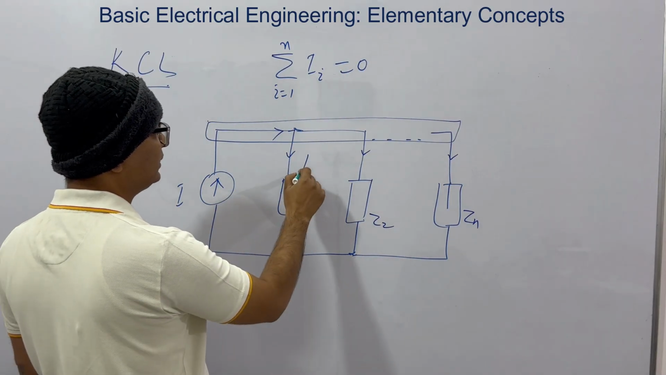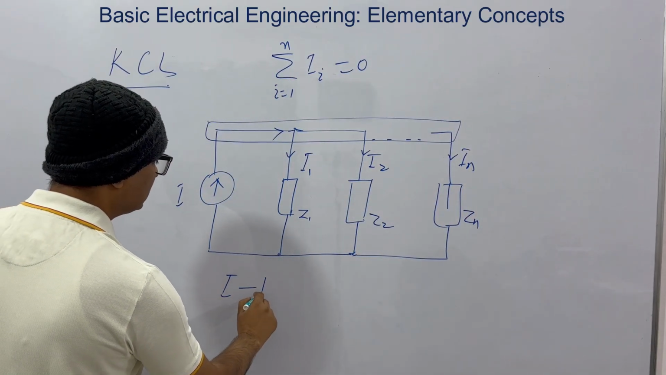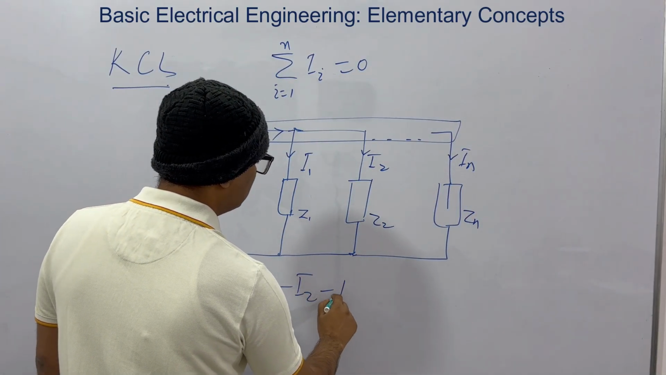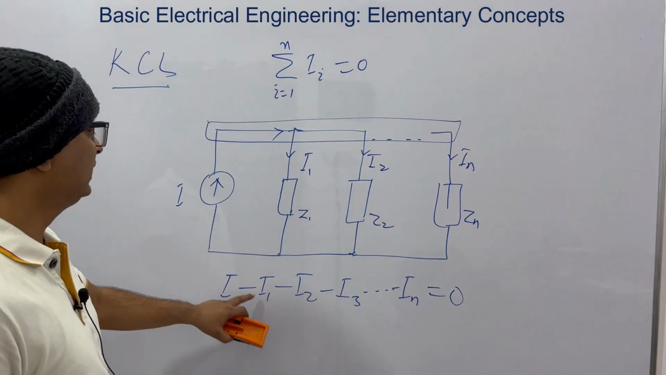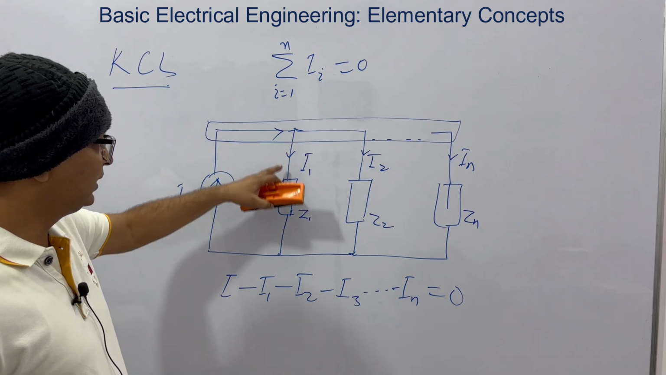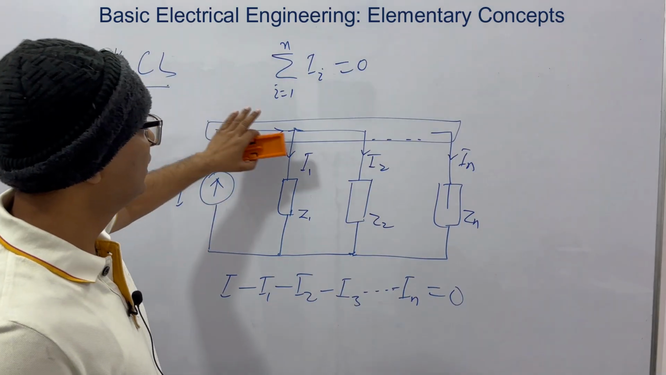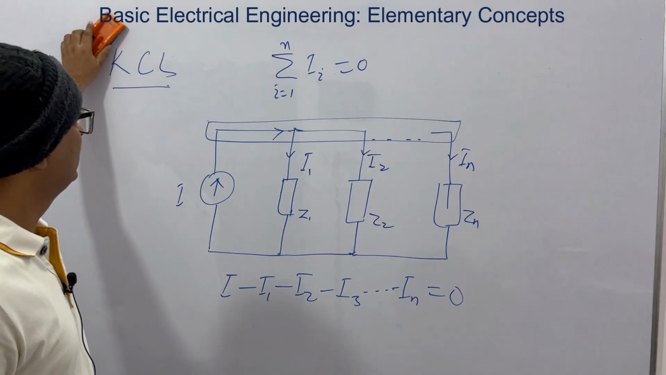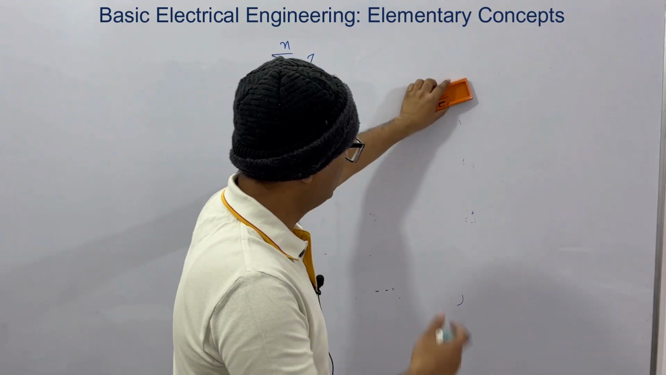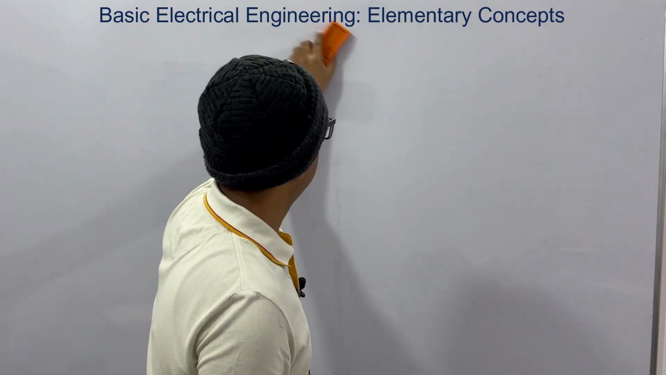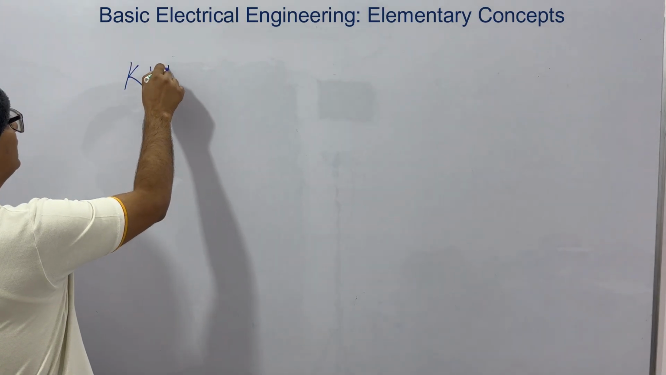So if this is I, this is I1, this is I2, this is In, what we effectively get is that I minus I1 minus I2 minus I3 and so on minus In is equal to 0. Why minus? I is entering, so positive, and these are exiting, so negative. So what it means is I is equal to I1 plus I2 plus I3. Okay, this is Kirchhoff's current law. And similar to this, we have Kirchhoff's voltage law. The current law is also called nodal analysis because we used a node. And for Kirchhoff's voltage law, we say mesh analysis.